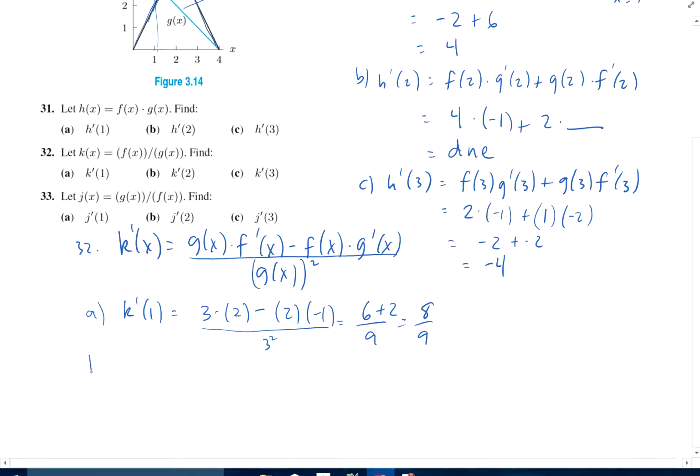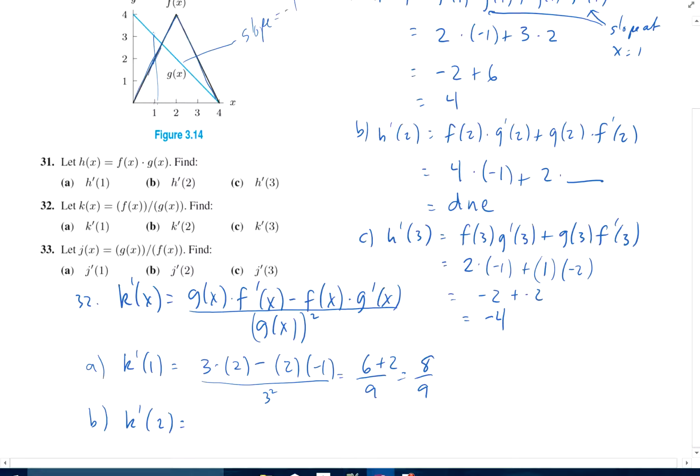Okay, B, k prime of 2. If I look up here, I remember that f prime at 2 doesn't exist, and so this whole thing can't exist, so that does not exist.